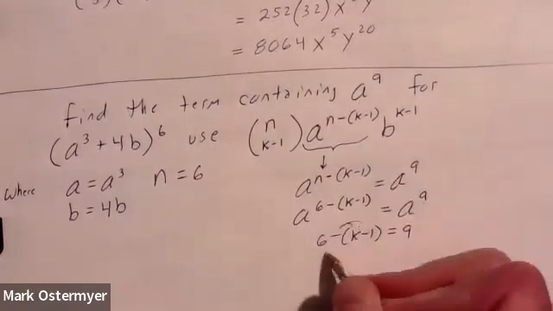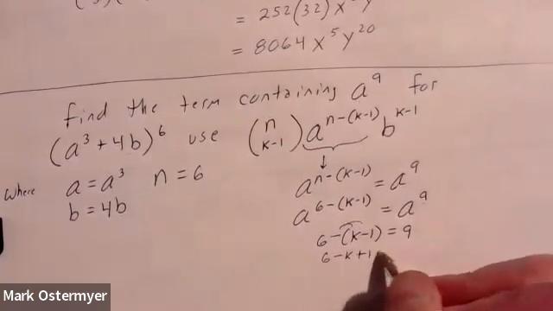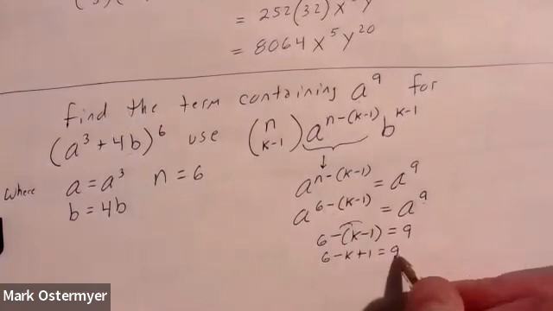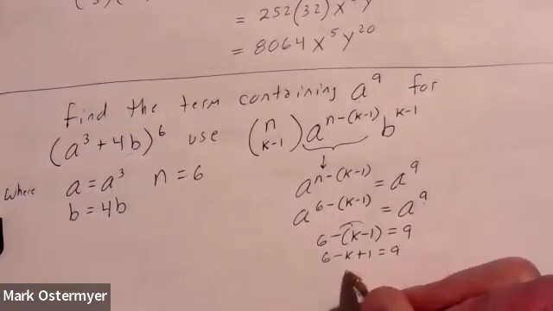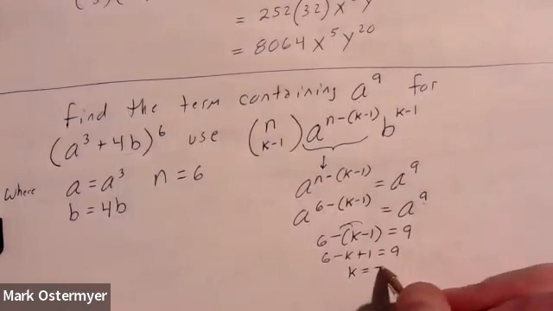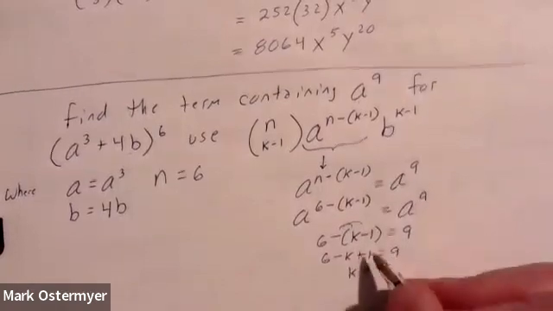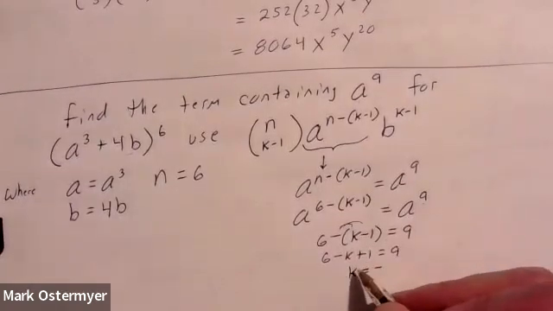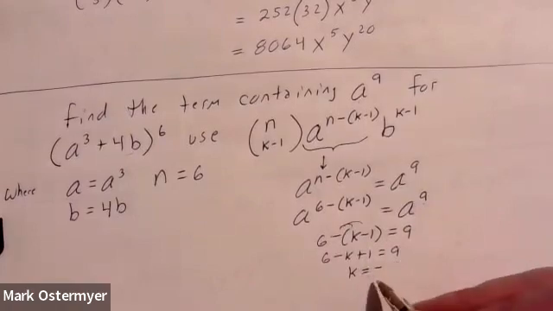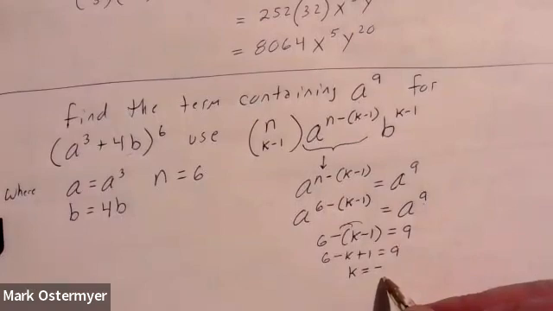So distributing the negative sign in here, we got 6 minus k plus 1 equals 9. This is 7, subtracting 7 from both sides, we get 2, dividing by -1, k walks out with a value of negative, wait a minute. Make sure I did this right here. What is going on here?